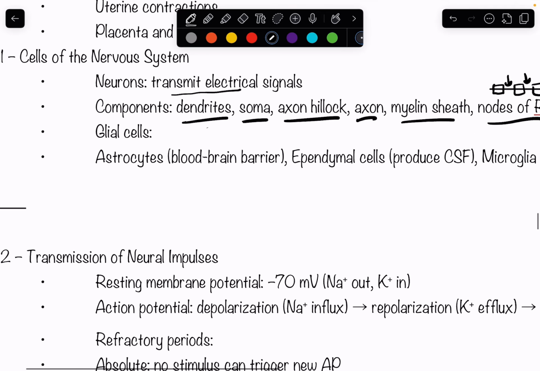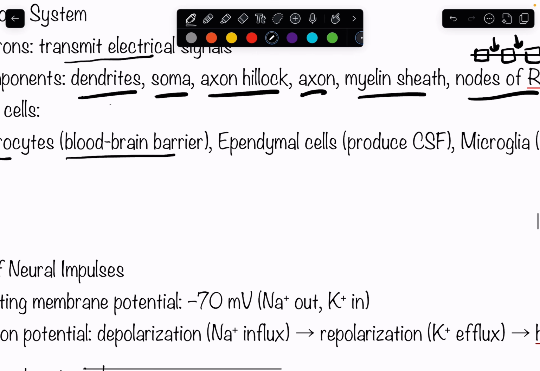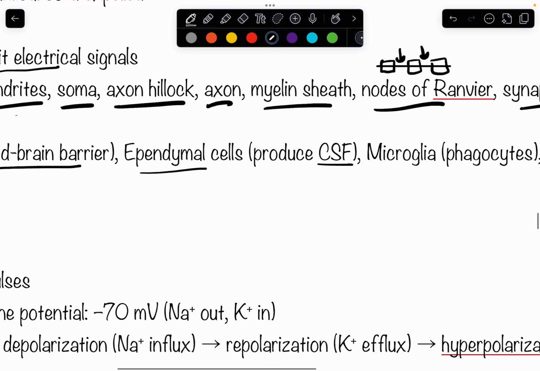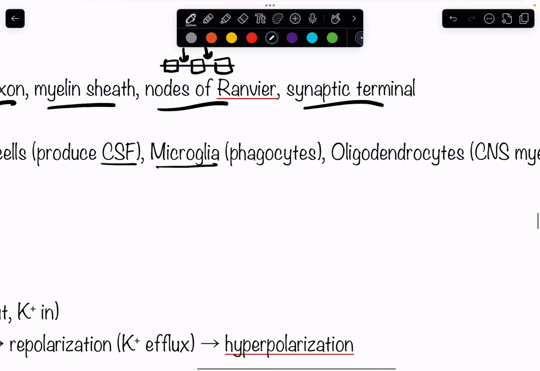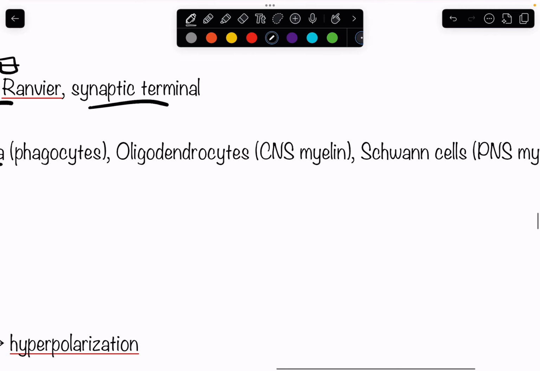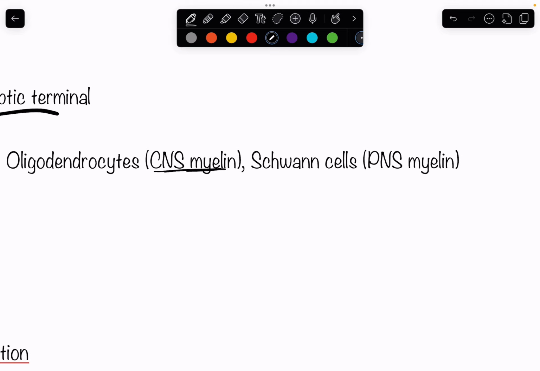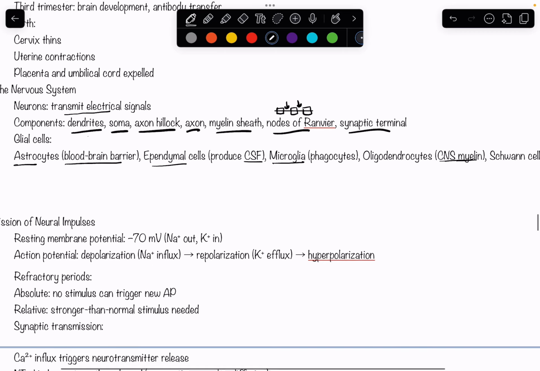So glial cells: your astrocytes are what make up your blood-brain barrier. Your ependymal cells are what produce your CSF, which is your cerebrospinal fluid. Your microglia are pretty much the macrophages of your brain. Your oligodendrocytes are pretty much what make myelin in the CNS, okay? And then your Schwann cells are what make myelin in the PNS, okay? Just commit those to memory.